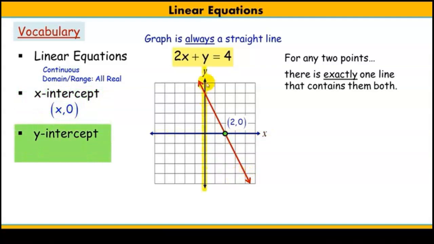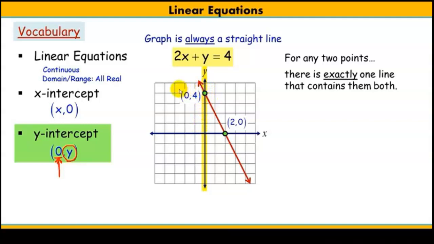Y-intercept. That's where the line crosses the y-axis. And one thing that every single point on the y-axis has in common is that they all have an x of 0. Notice that x of 0. And so when we talk about the y-intercept of a line, we're usually referring to this number right here, that y-coordinate. So it would be this number right here, which is of course 4 on the y-axis.